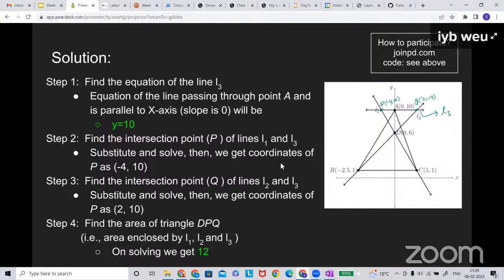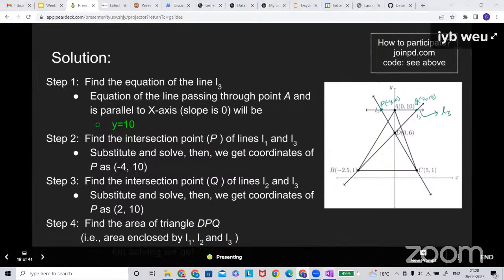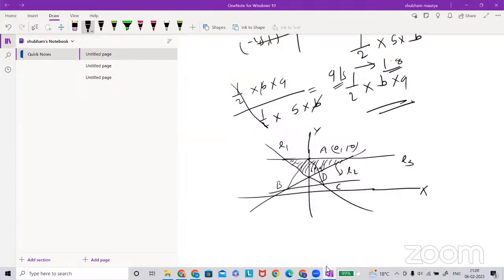Is that clear to all of you? I didn't understand step 2. Yes, sir, I also. How to find coordinates P and Q? Okay, can you tell me what is the equation of line L2? 2x minus y plus 6 is equal to 0, no, it's L2. So the equation of line L2 is y equals 2x plus 6. And for L1, x plus y is equal to 6. Yes, sir, this one.